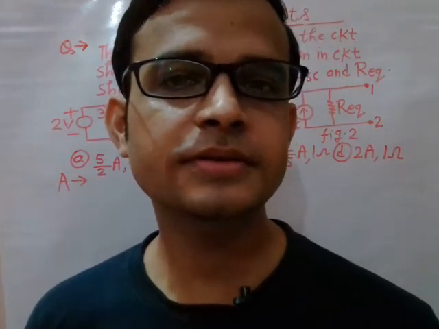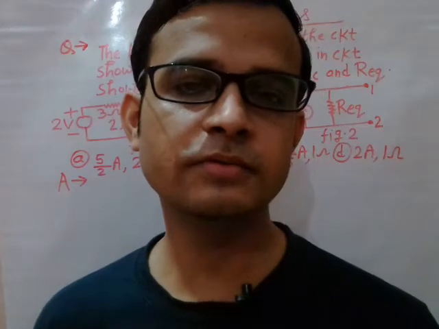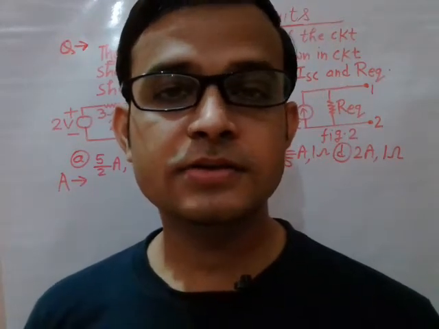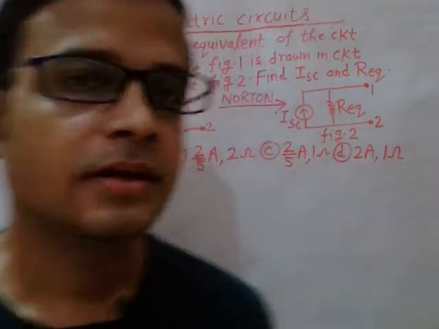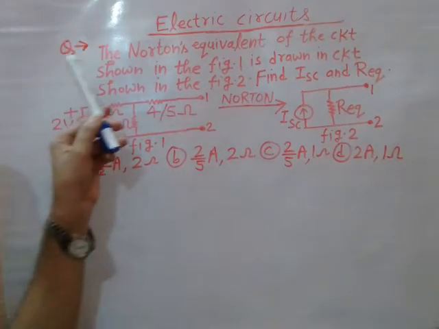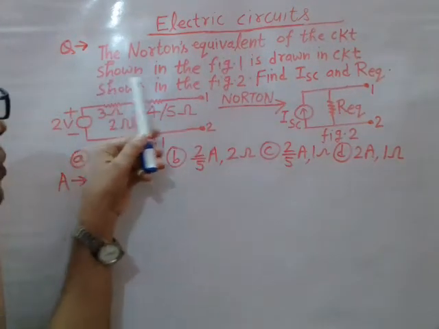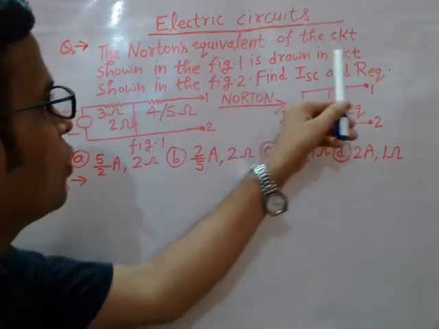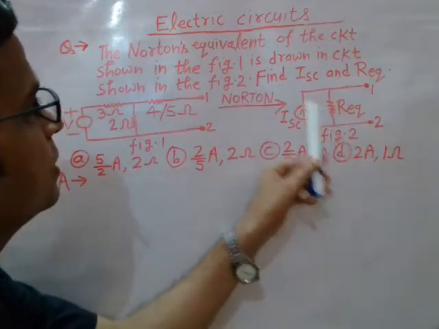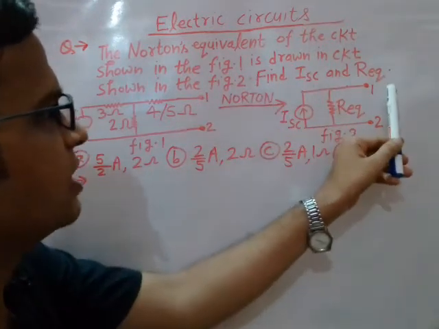So this question has been asked in ESE 2001. Let us solve this question. Please read the question statement. The Norton's equivalent of the circuit shown in figure 1 is drawn in the circuit shown in figure 2. Then find the ISC and R equivalent, right?